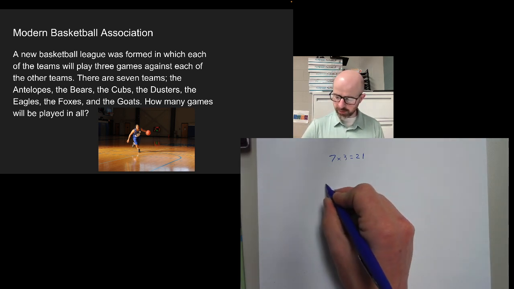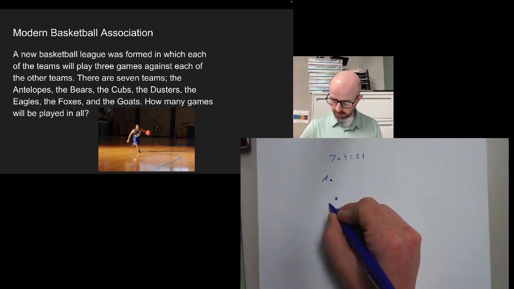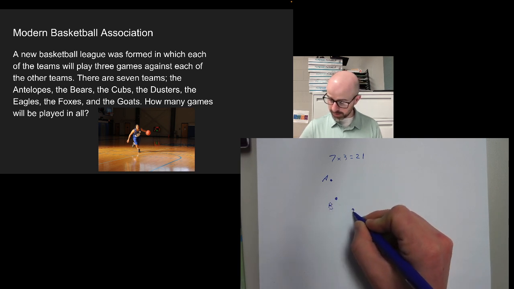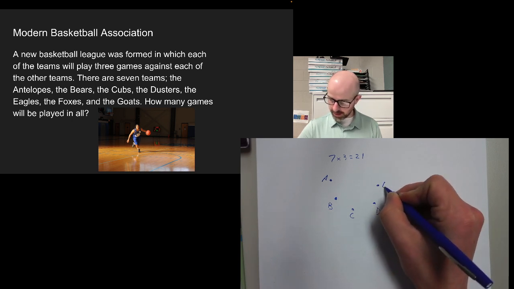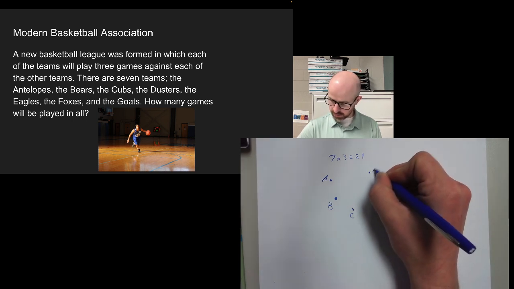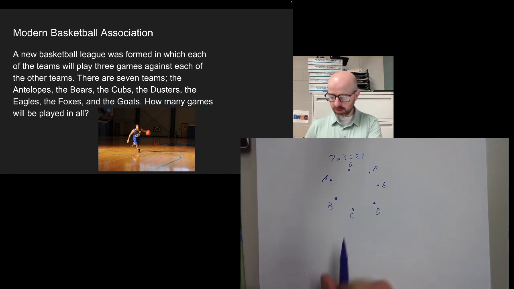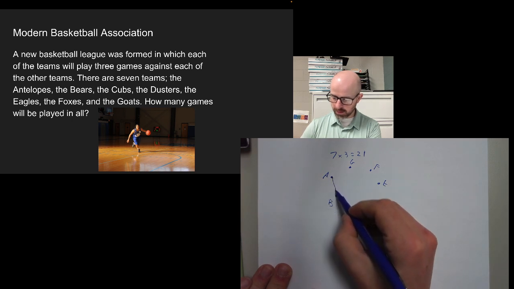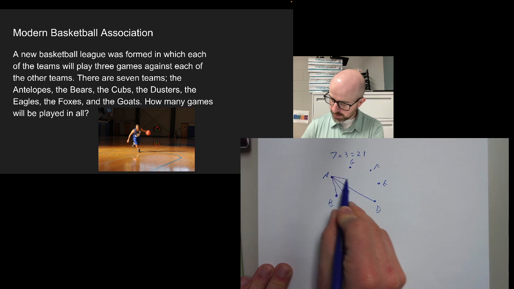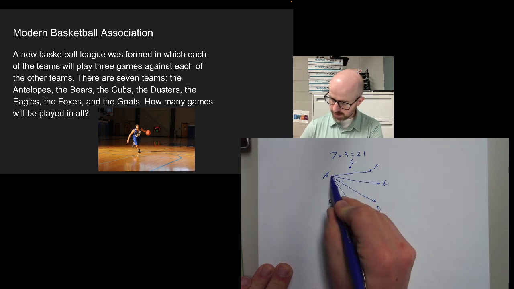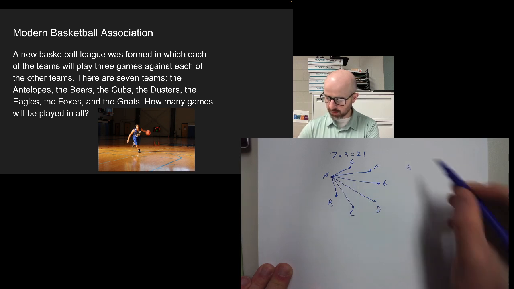So first, I have the Antelopes, the Bears, the Cubs, the Dusters, the Eagles, the Foxes, and the Goats, okay? And now we see, so the Antelopes play against everybody. The Antelopes play against boom, boom, boom, boom. How many lines did I draw? 1, 2, 3, 4, 5, 6. I drew 6 lines, okay?